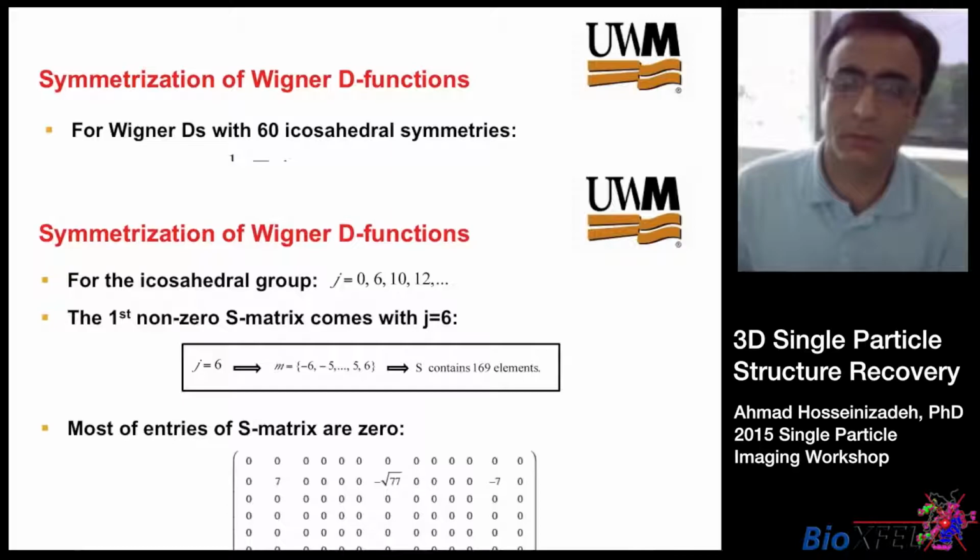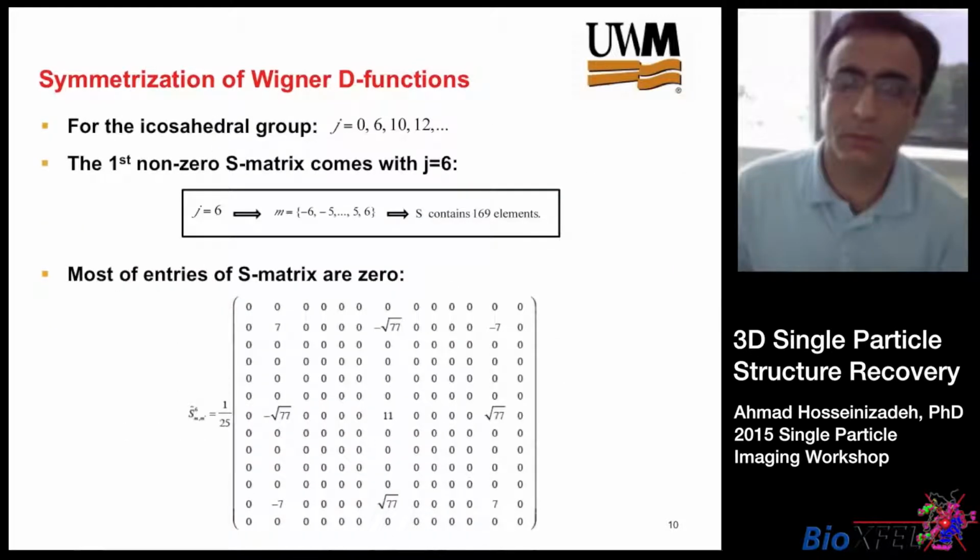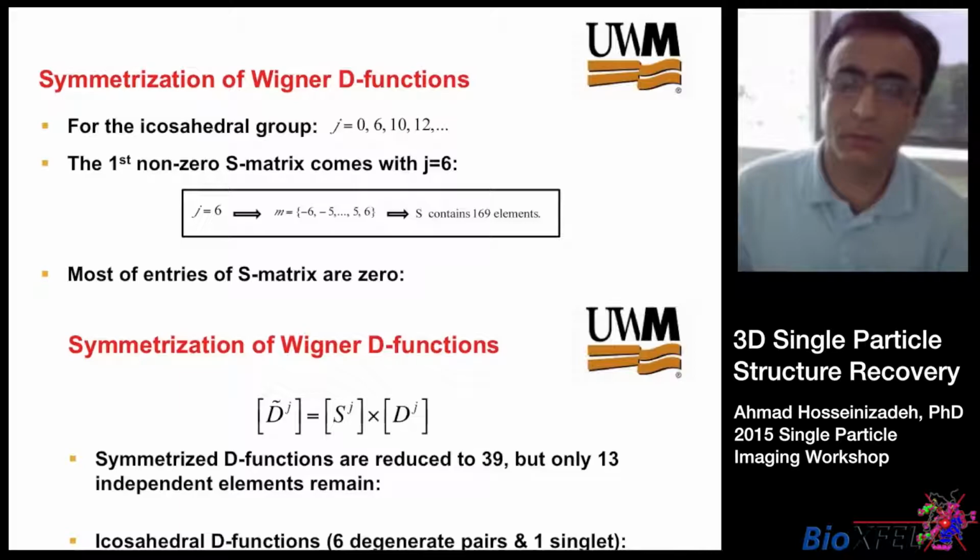For the icosahedral group, J starts from 0 and then jumps to 6, then 10, 12, etc. For J0, the S matrix is just 0. The first non-zero S matrix comes from J6, and this is sufficient for us to describe the symmetry of the object. With J6, we will have 13 M values from -6 to +6, which means a matrix of 13 by 13 dimension, totally 169 elements, but fortunately, most of these elements are 0, and we are just facing 9 non-zero elements.